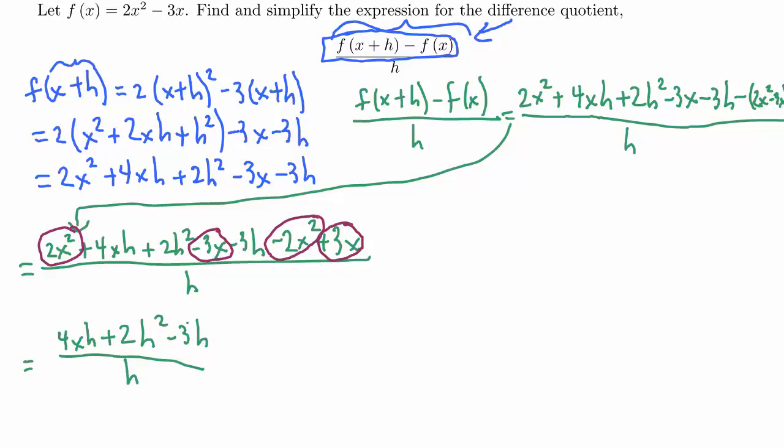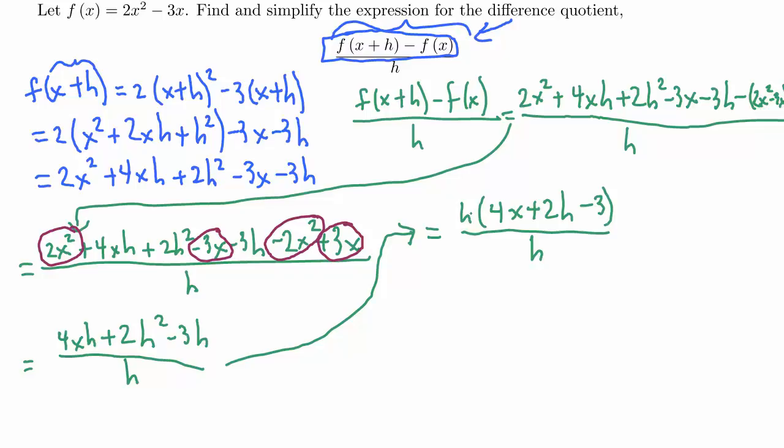Now in the numerator, I have a common factor of h. I can sometimes have more than that. This time I don't, but sometimes I can. If I do, I don't care. All I care about is that common factor of h. So that's going to give me h times 4x plus 2h minus 3 all over h. And notice that this h and this h cancel, and that's why that's the only thing I really cared about. So what you're left with is 4x plus 2h minus 3.